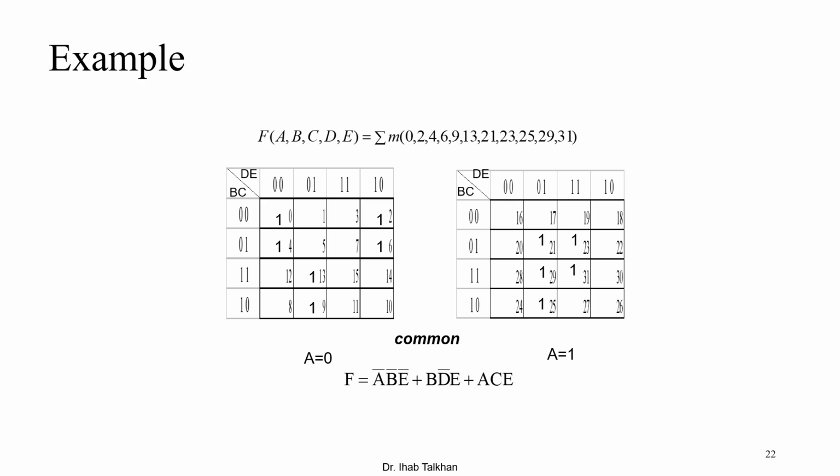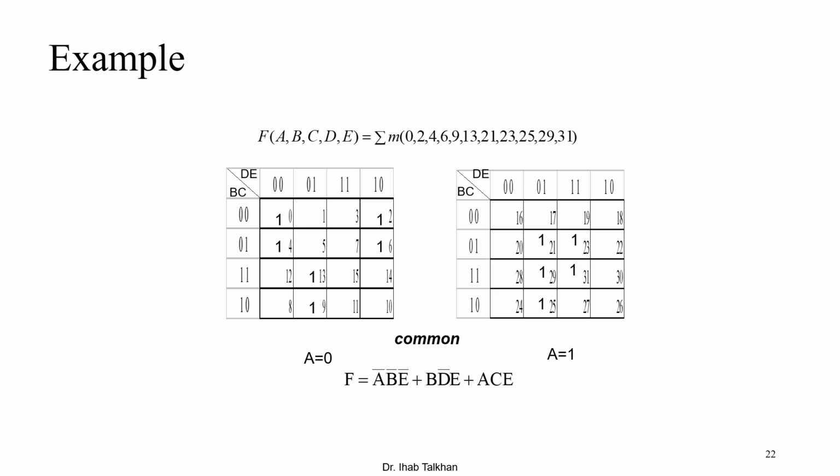We are going to put the ones in their places inside the two maps and then try to find the solution. Notice that we have layer 1 with A equal to 0 and layer 2 with A equal to 1. If you have a group that is associated only with A equal to 0 and has nothing to do with A equal to 1, any term that comes from this layer should have A bar in common with the terms.